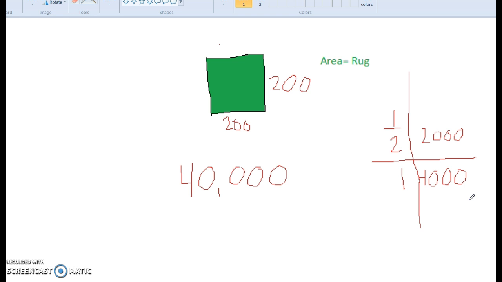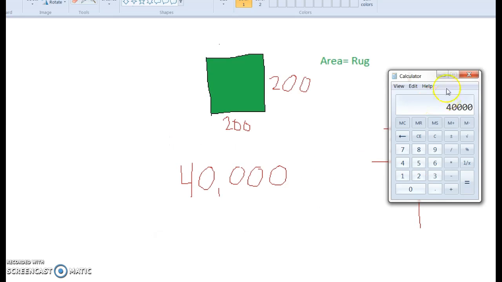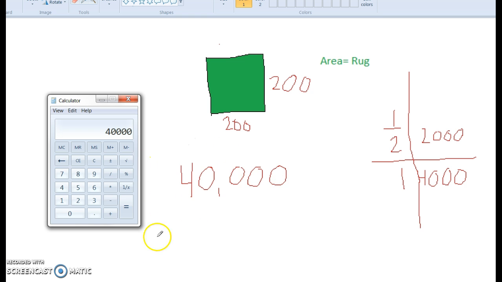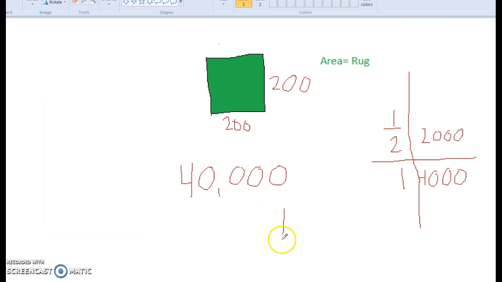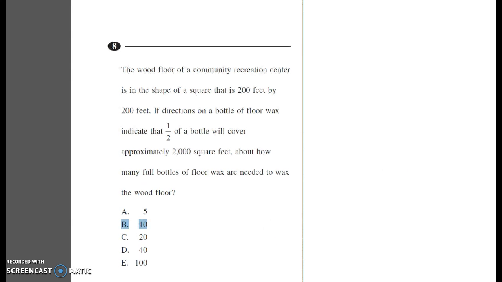I'm going to go with the whole for right now because the question asks how many full bottles we would need, and it also says approximately. So we know that it might be just a tiny bit off from where we're looking at. So I'm going to take my 40,000 square feet and divide it by 4,000, and my answer is going to be 10. So they're going to need about 10 bottles to be able to cover that wood floor, and B is our answer at 10. So that's how you would figure that particular problem.